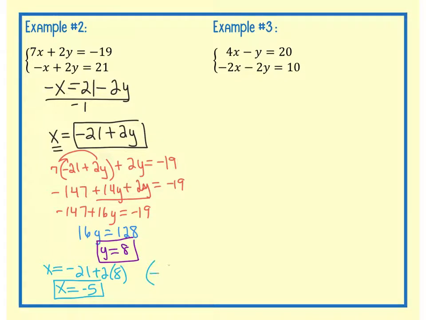Your final answer is an ordered pair, x, comma, y. Not the order that you solved them for. You come back and make sure it's x, comma, y.